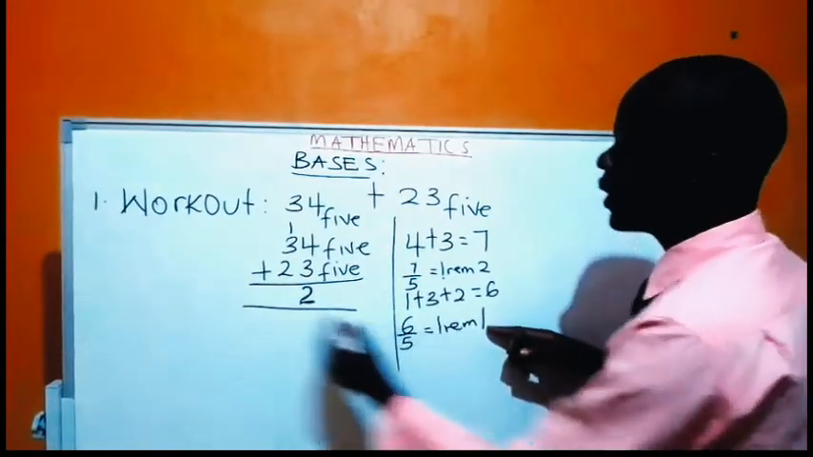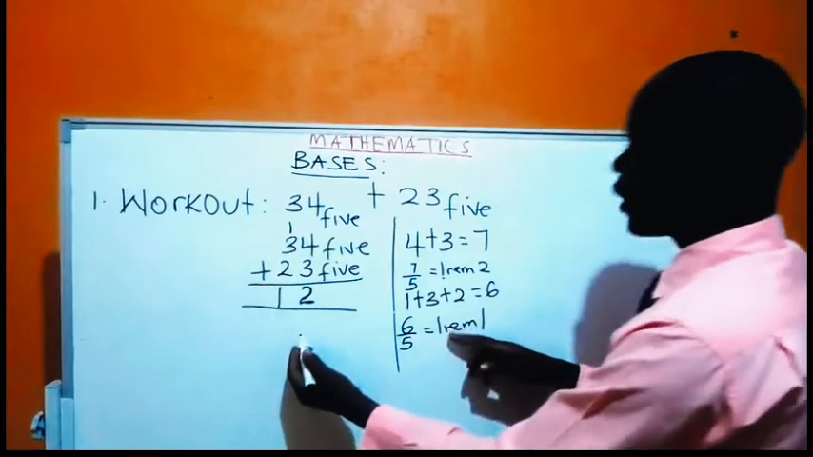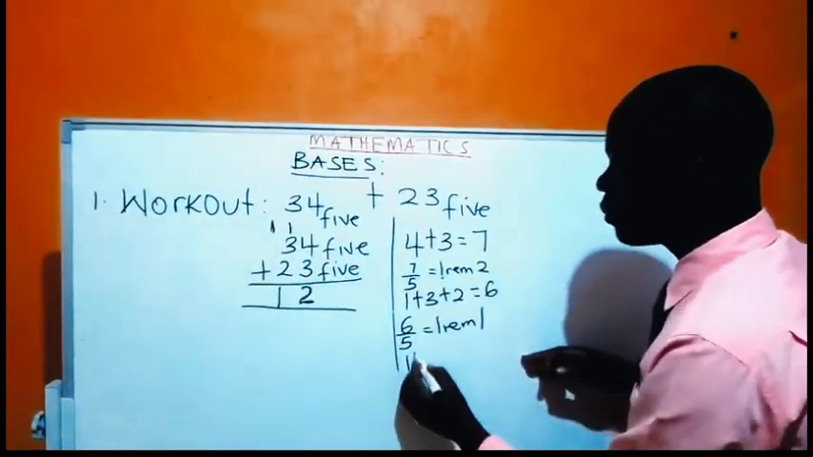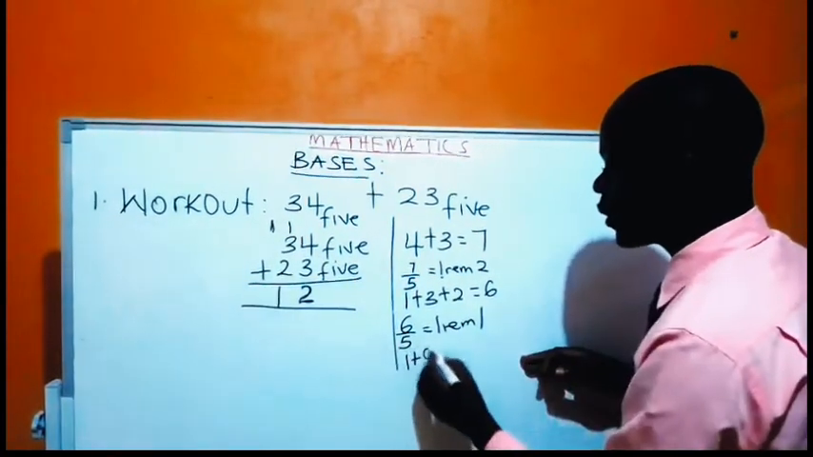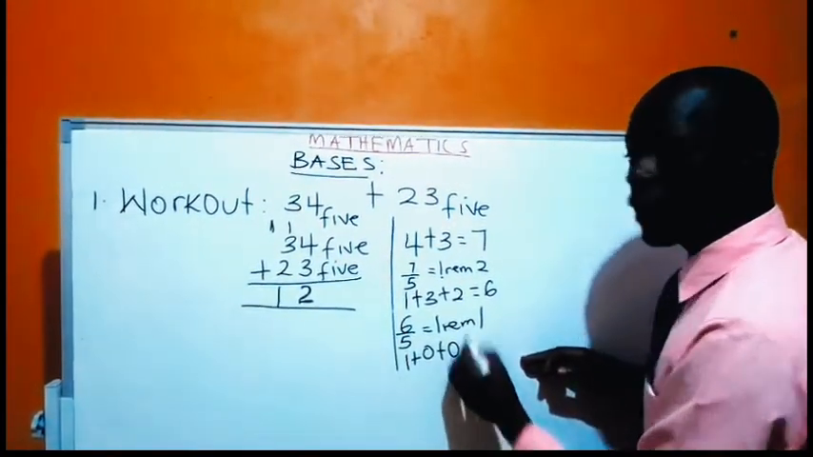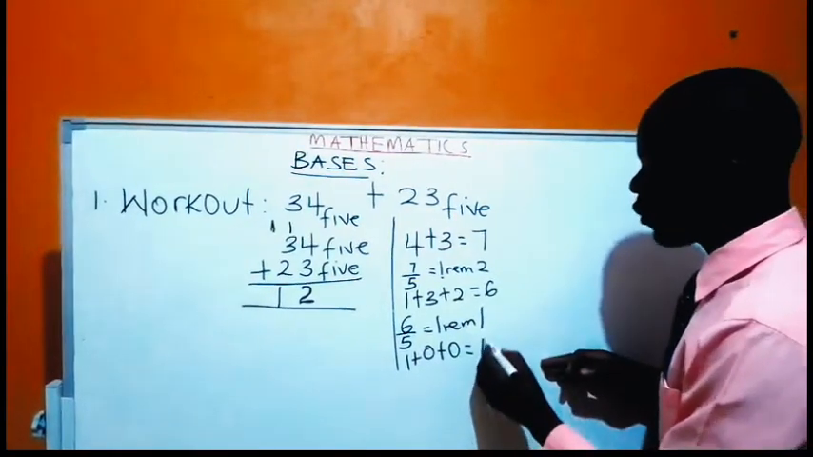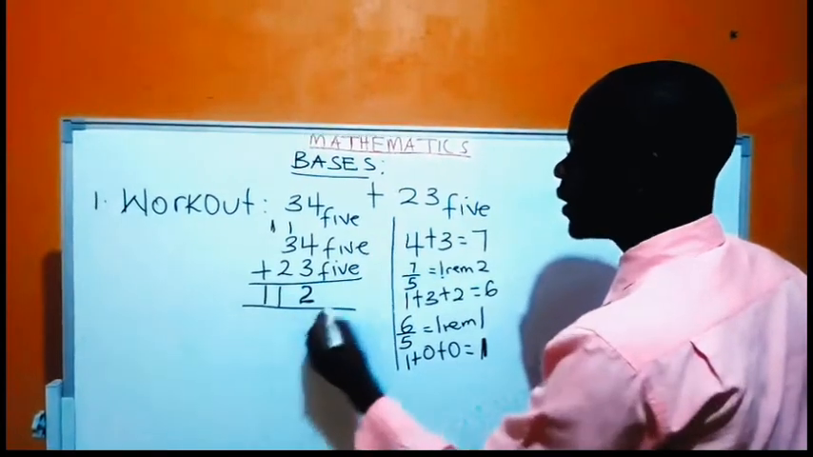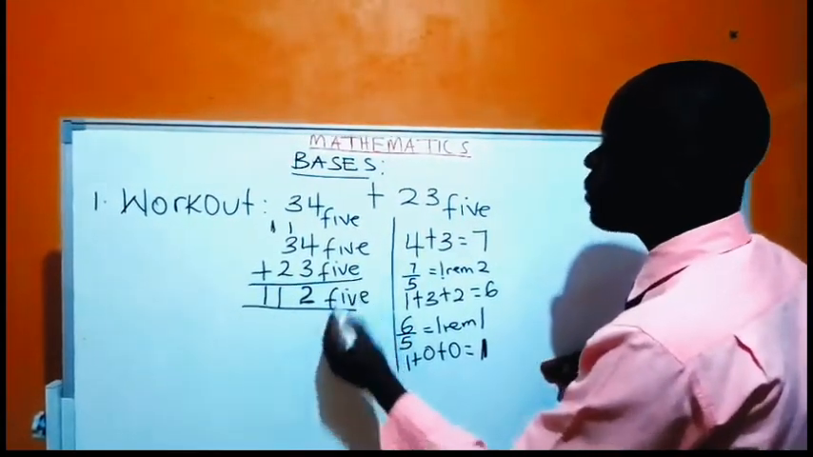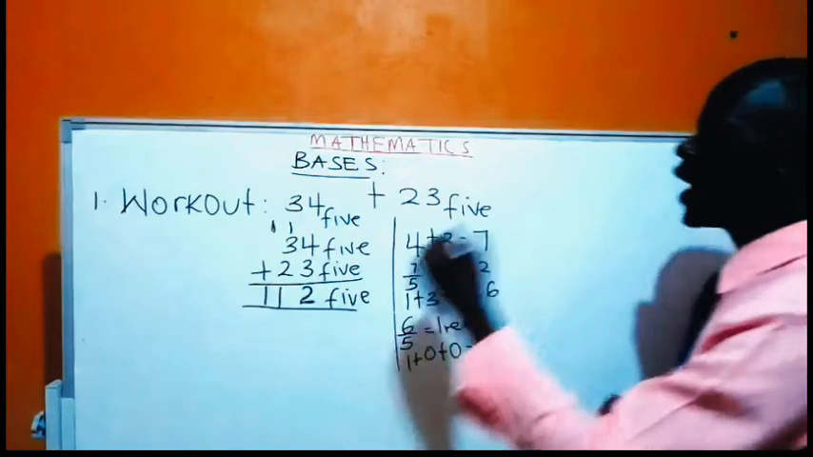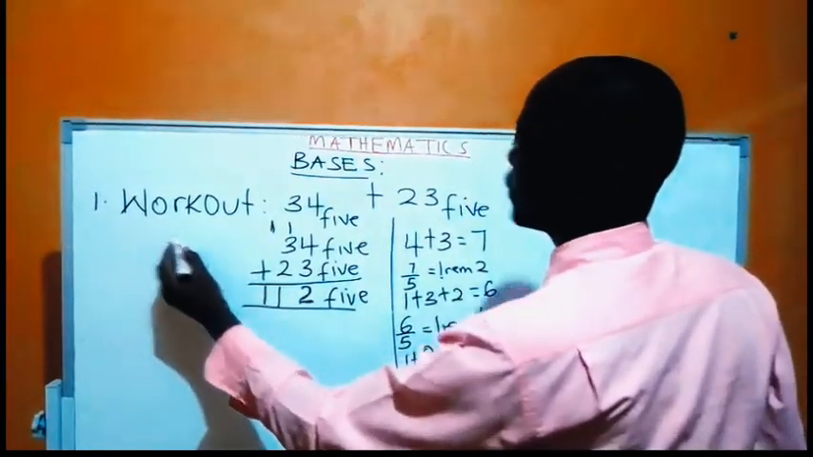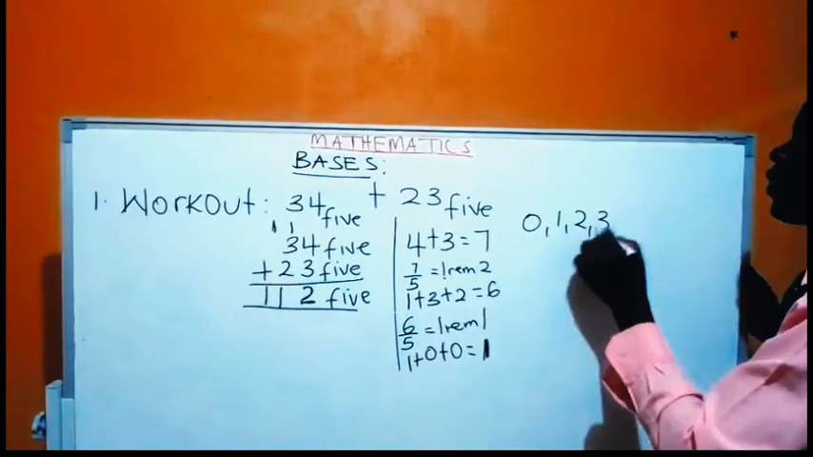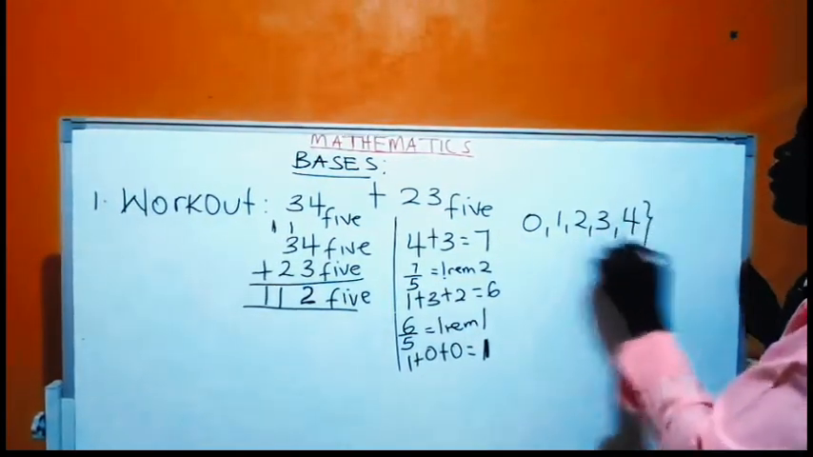So this remainder is what you write here. The quotient you get is what you write here. So this 1 plus nothing, there's nothing there throughout, equals 1. So 1 is less than 5. So you come and write here 1 base 5. Don't forget to write the base. Remember, this is under base 5. We have 0, 1, 2, 3, and 4.